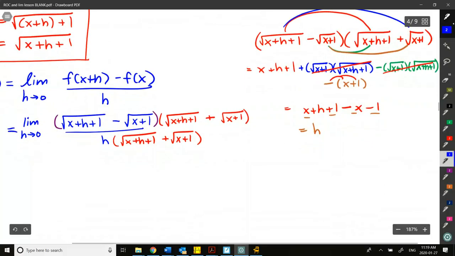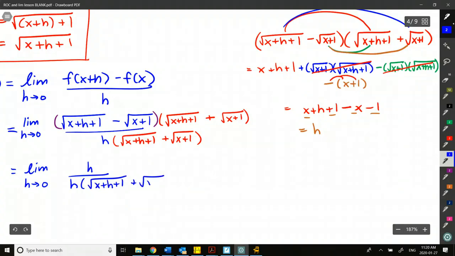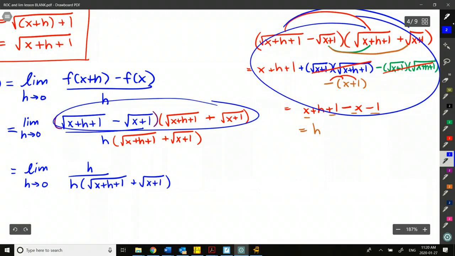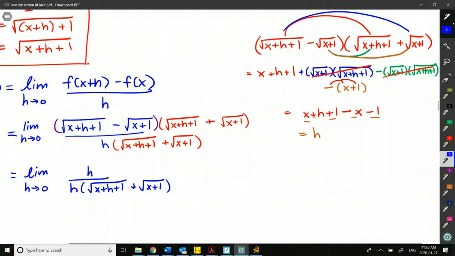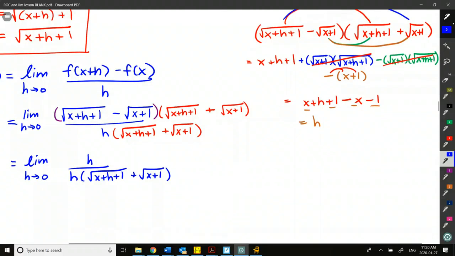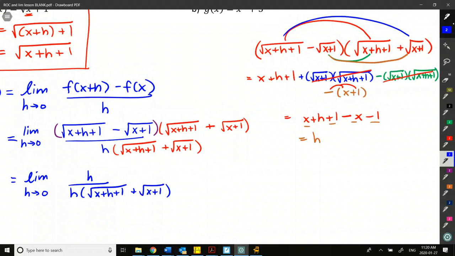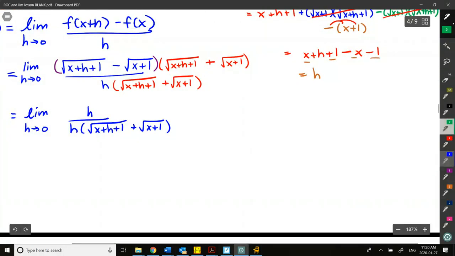Okay, so really what we have left on the top, guys, is h. And I have h here. And then I have root of x plus h plus 1 plus root of x plus 1, right? Because we just FOILed this over here. Okay, we're going to try subbing in now. Actually, we're going to cancel first. So there's 1 remaining on top. And then we're going to try to substitute in.